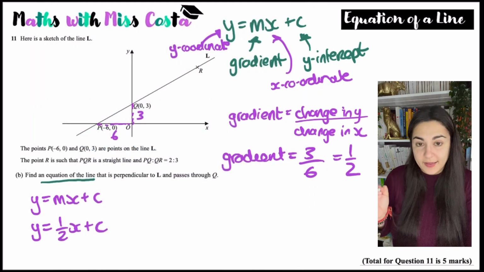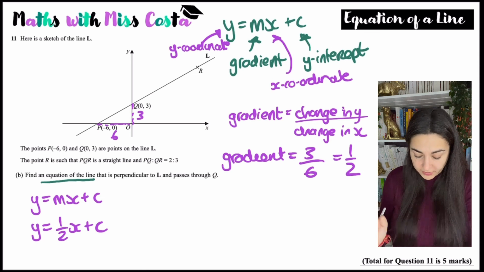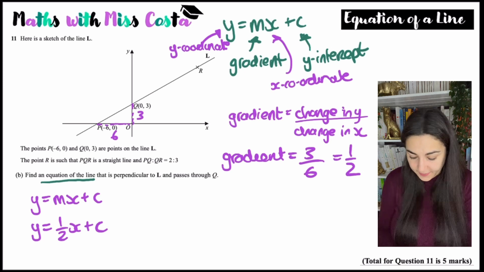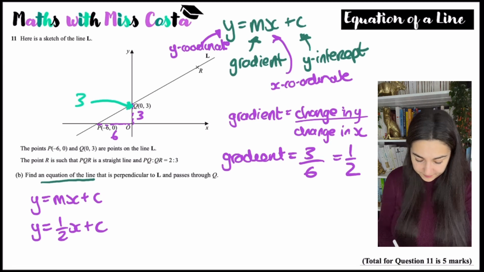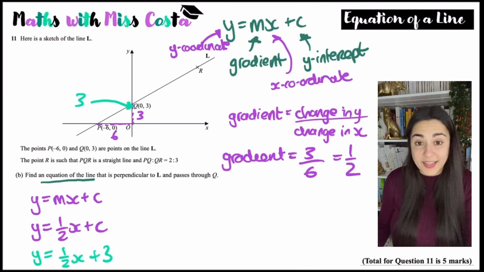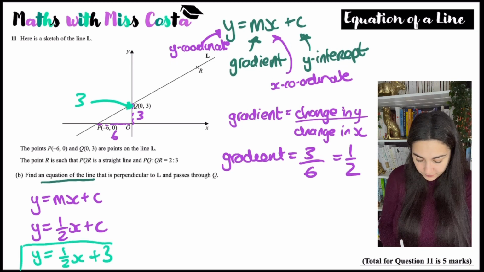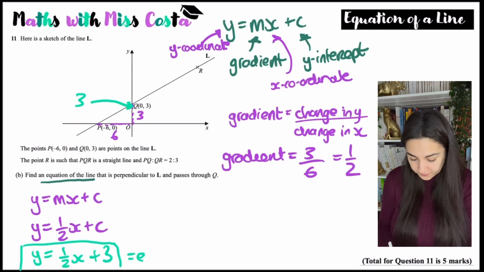So where does the line cross the y-axis? It crosses the y-axis at 3. So it's going to be y equals a half x plus 3. That's the equation of line L.